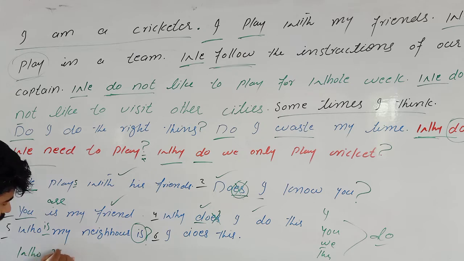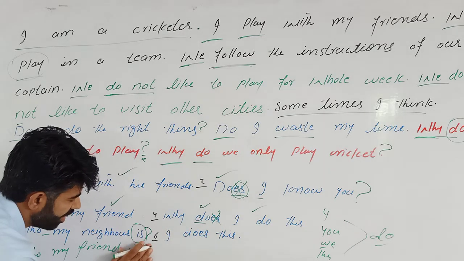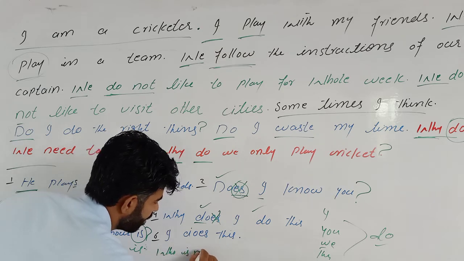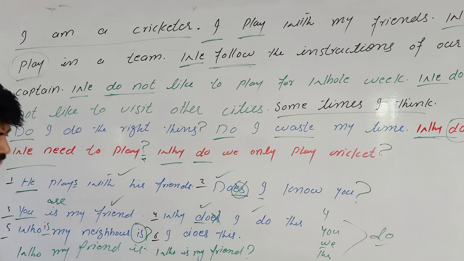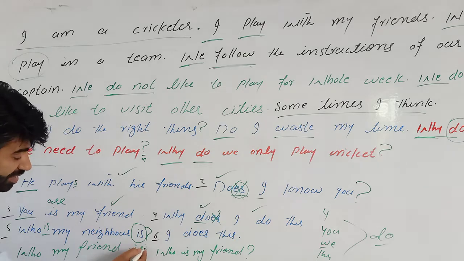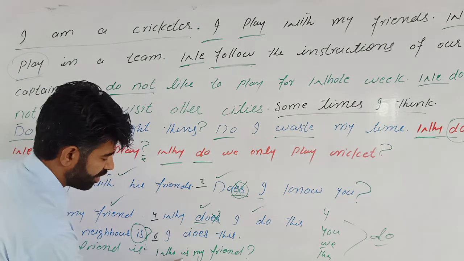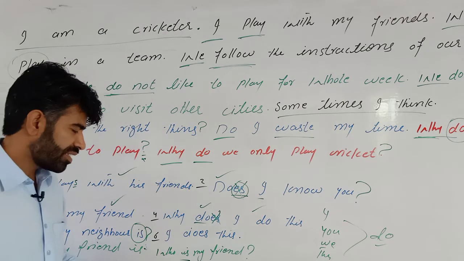Who my friend is. This is a statement. And who is my friend? This is a question. You might have checked sentences of both of these kinds as well. Who my friend is. So if you find such a sentence, it will not be a question, it will be a statement. And if you find such a sentence having this helping verb right after the WH word, it will be a question. So don't get confused in such sentences.